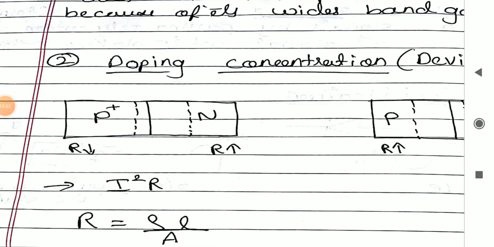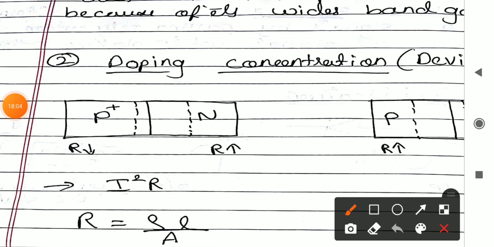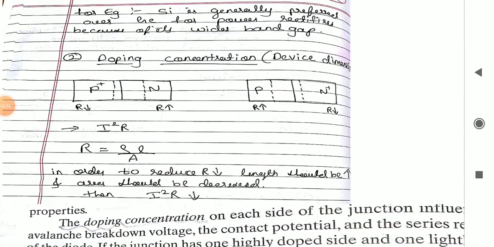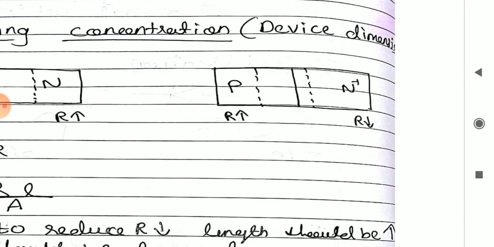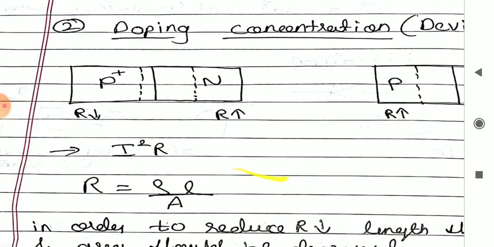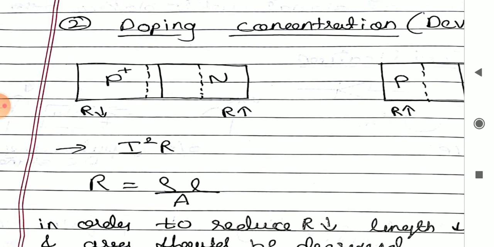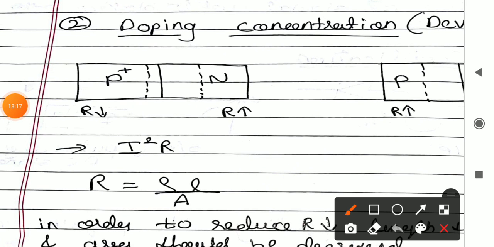In the right side figure, what it says here is that N is more doped compared to the P region. So we consider only this P and N, a heavily doped P region. If P is more doped, then charge carriers are more. If charge carriers are more, then current is more.